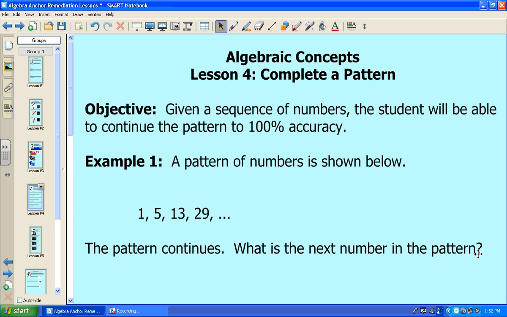Okay, the next lesson is lesson 4 in algebra concepts. In this lesson, we are going to be completing patterns. The objective is, given a sequence of numbers, the student will be able to continue the pattern to 100% accuracy.